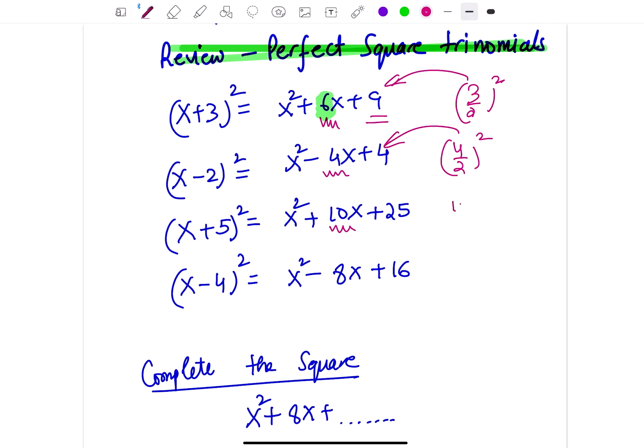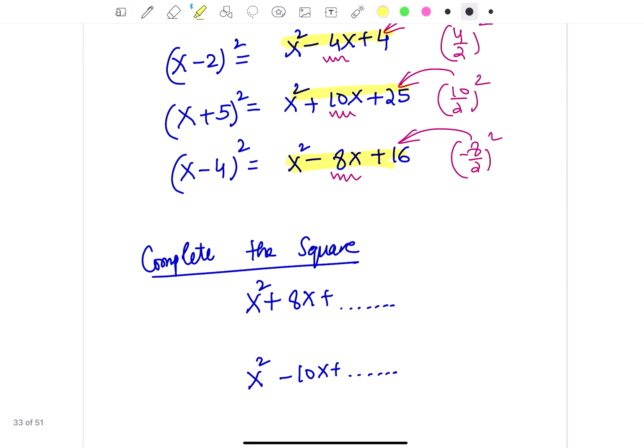If I cut the middle term in half and square it, I get the last term. So to complete a square, we will need to cut the middle term in half and square it. And that's going to give us a perfect square trinomial like the 4 examples we have here. So how can I complete the square for the bottom 2 examples?